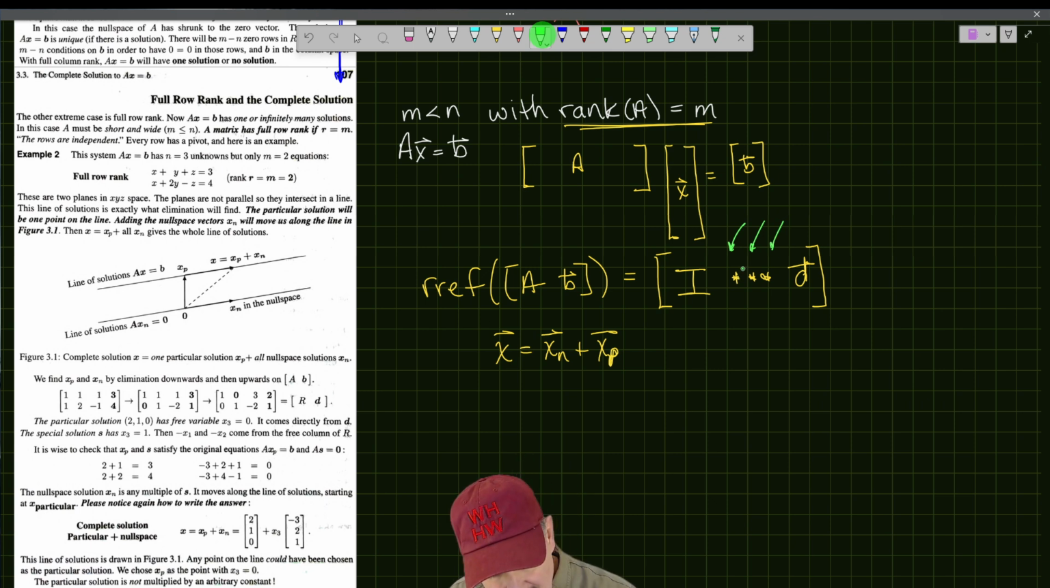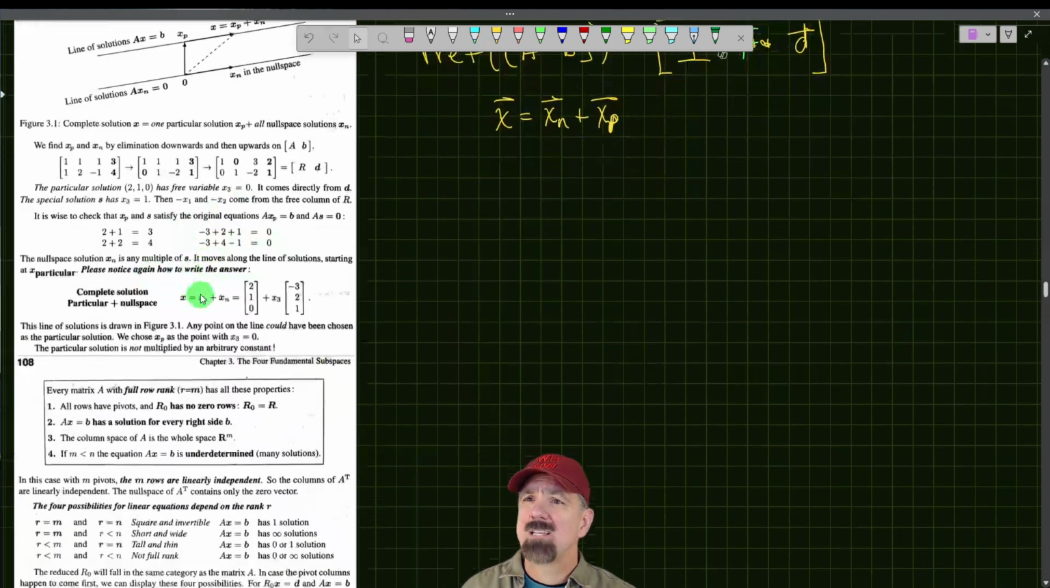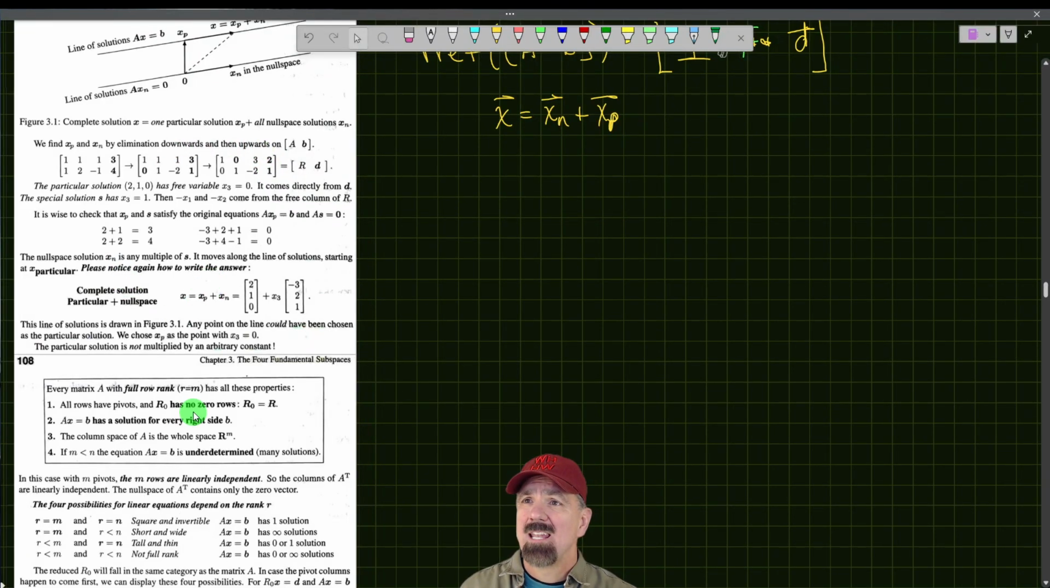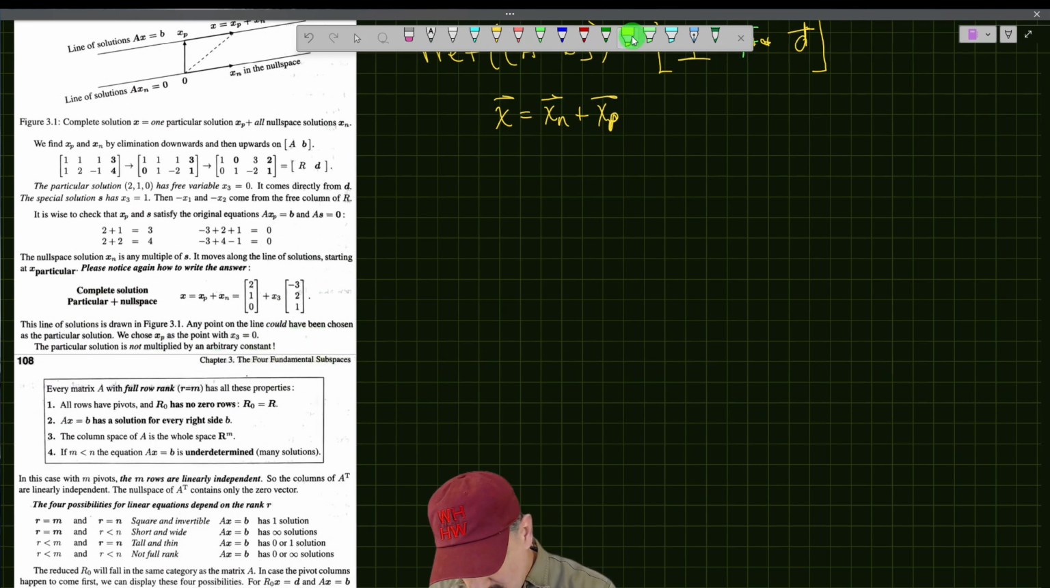This is what Strang calls the F matrix over here, which we've kind of ignored because this situation is a special case. And then, of course, we have our D vector. So he provides some information about this, and let's just take a look at what he says down here about this particular situation.